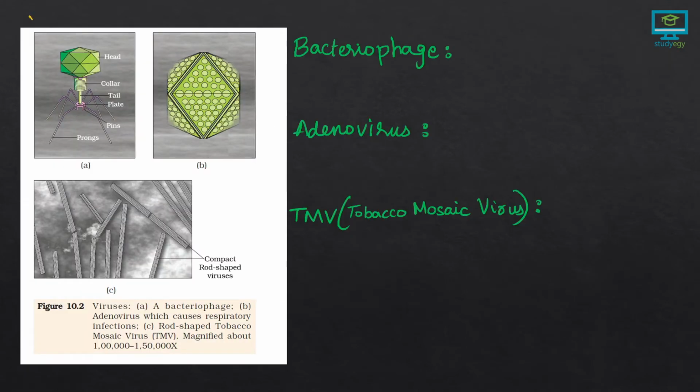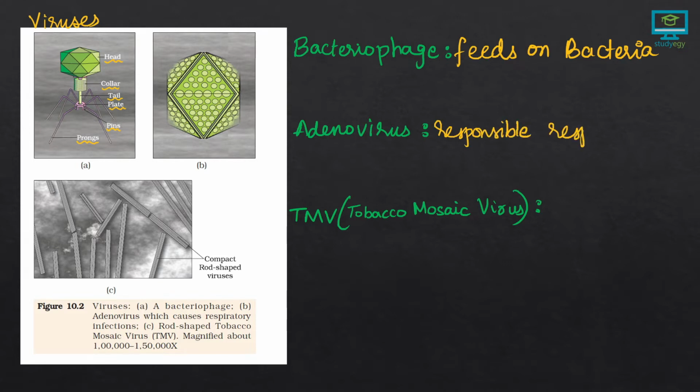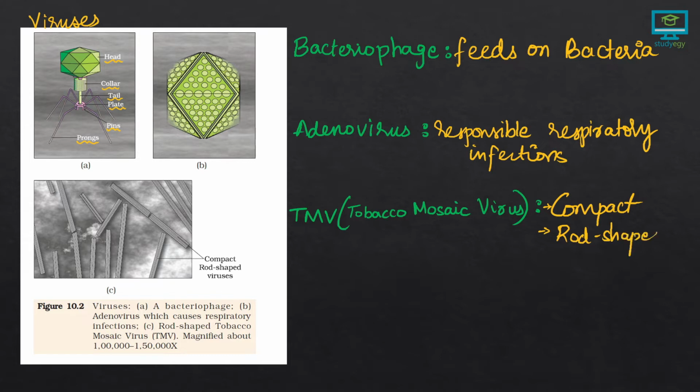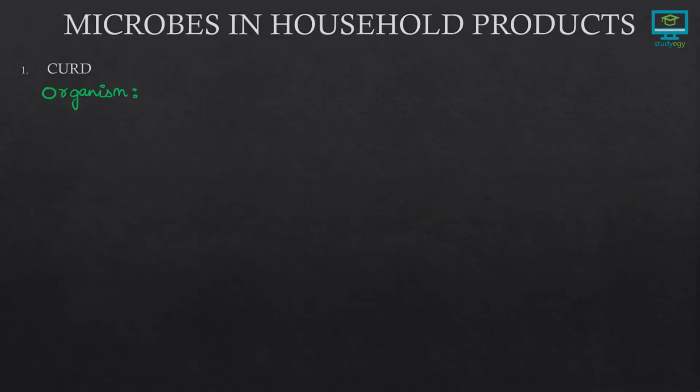Next we learn about virus. So bacteriophages are the viruses which feed on bacteria. Now coming to adenovirus. They are responsible for causing respiratory infections in humans. Now coming to tobacco mosaic virus, or TMV, they are compact rod shaped viruses.